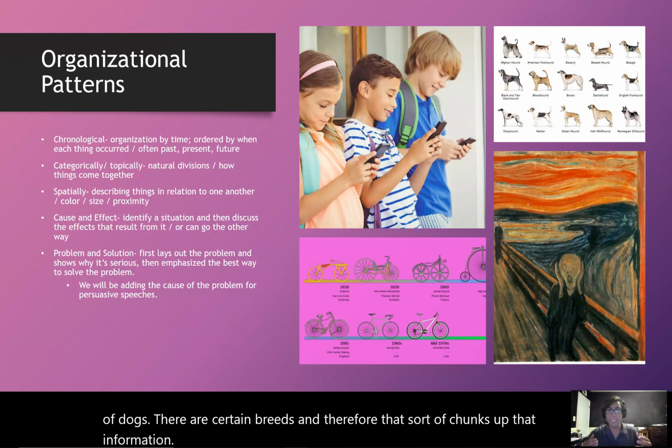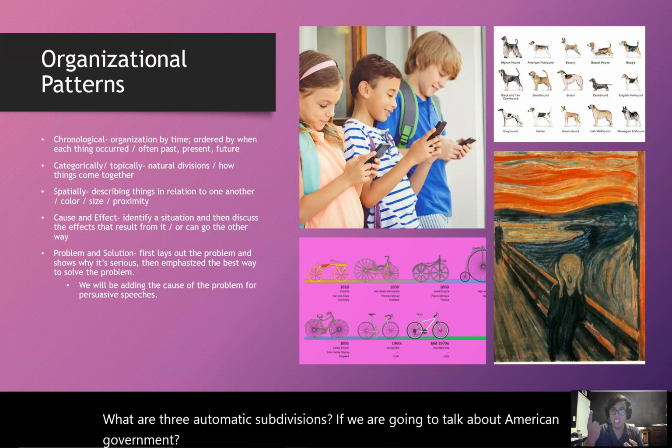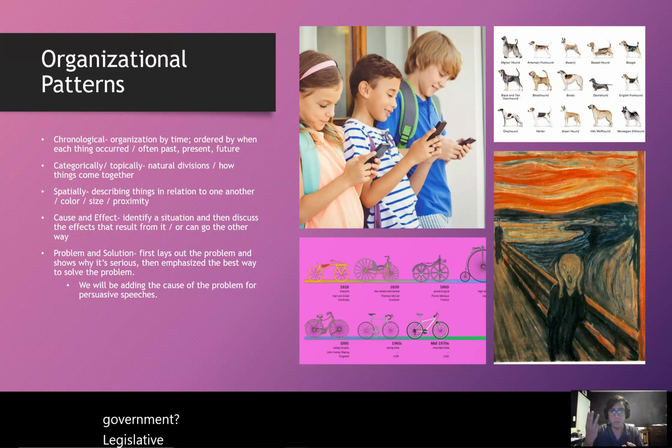What are 3 automatic subdivisions if we are going to talk about American government? Legislative, executive, judicial. What are 2 natural divisions that happen with most sports? Offense, defense.